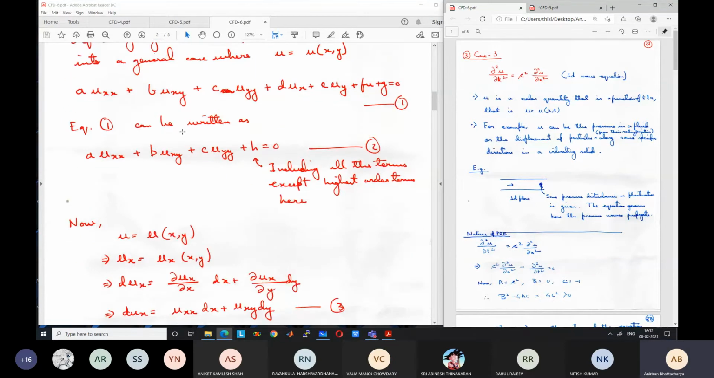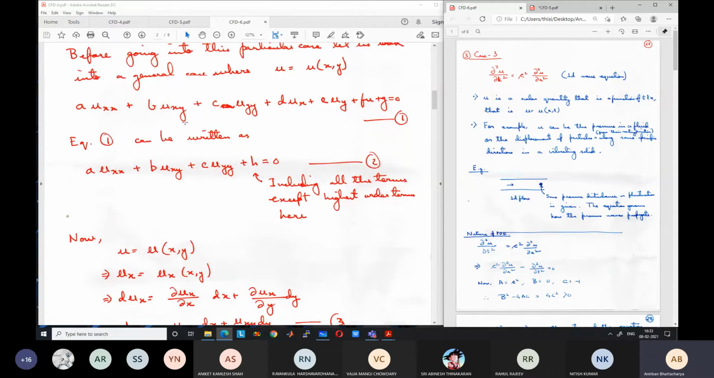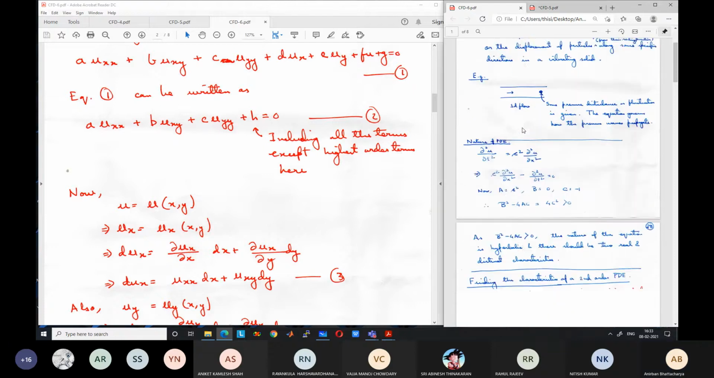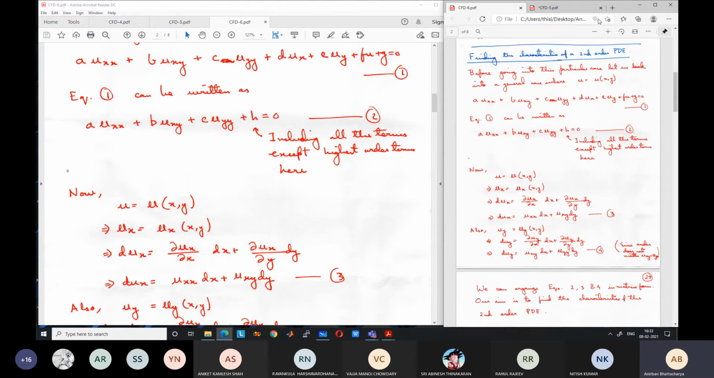So now we can write the same equation, but clubbing all the non-second order terms together in a single term: A u_xx + B u_xy + C u_yy + H = 0, where H includes all the other terms. Why have we written it like this? Because we will see later that the other terms are not very important for us. Only the highest order terms are important, so we have clubbed all the other terms together. So this is, say, equation 2. Let us remember this equation; I will keep it open on this side also.